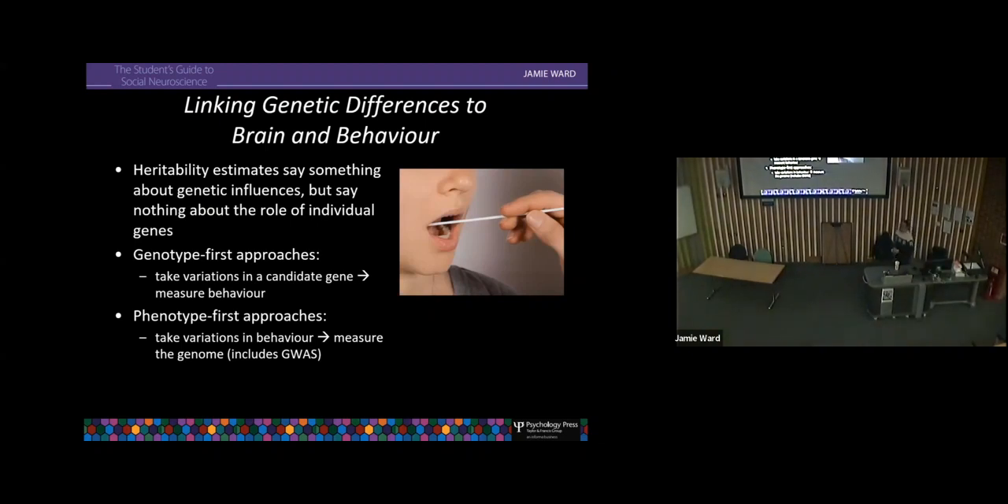So heritability just gives you a sense that there is a genetic effect involved, but it says absolutely nothing about individual genes and what they're doing. And almost certainly there are multiple genetic effects, particularly when we're dealing with very complex phenotypes, like, I don't know, infidelity or risk-taking or whatever it is. So how can we link behavior down to the level of individual genes?